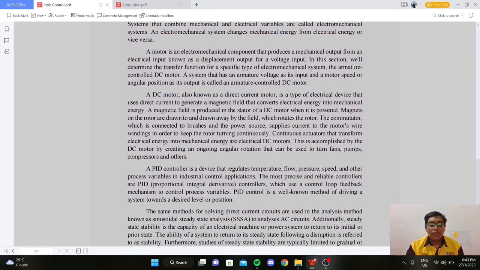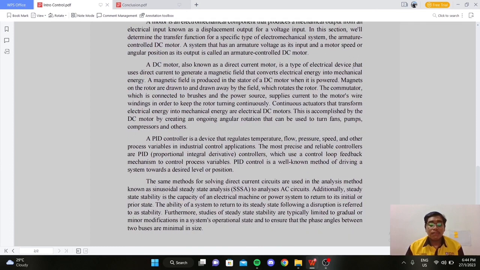Okay, so next we must know about the PID controller. A PID controller is a device that regulates temperature, flow, pressure, speed, and other process variables in industrial control applications. The most precise and reliable controllers are PID, which means proportional integral derivative controllers, which use a control loop feedback mechanism to control process variables. A PID controller is a well-known method of driving a system towards a desired level or position. The same method for solving direct current circuits is used in the analysis method known as sinusoidal steady-state analysis, or SSSA, to analyze AC circuits.